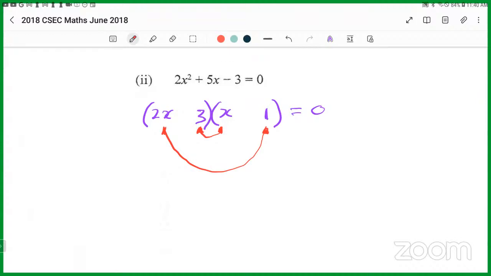Additionally, when the last term value here is negative, given that the first value is positive, it is actually the difference between the far product and near product that must be the middle term. The difference. That's what the minus here tells me. Now the far product right now is 2x.